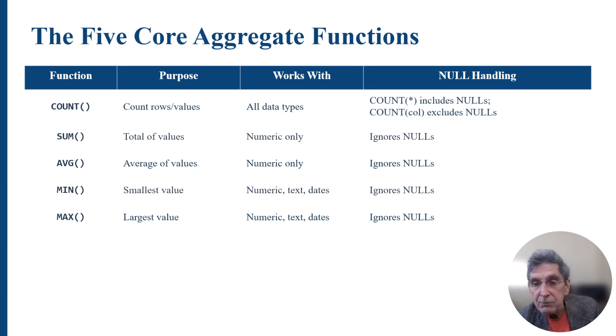Then thirdly, average calculates the arithmetic mean. And again, this only uses numeric data. And here's the important subtlety. It ignores the nulls in both the sum and the count. So if you have 100 rows, but 20 are null, average will divide by 80, not by the 100, not by the number of rows, but by the number of rows that have legitimate data.